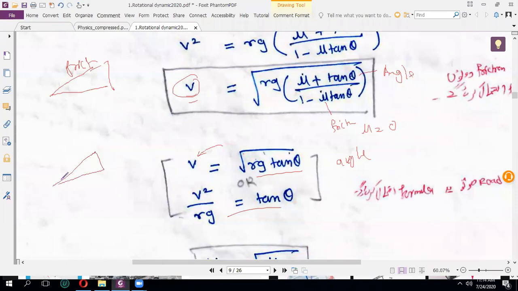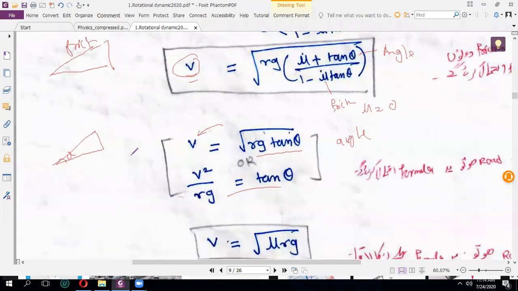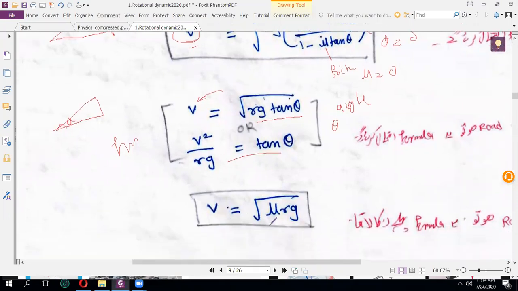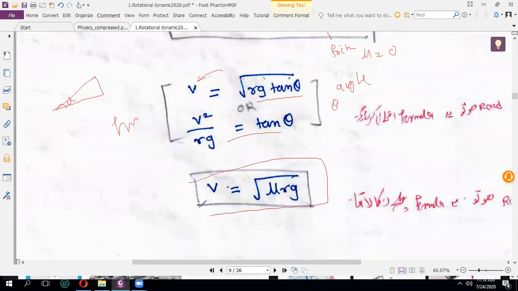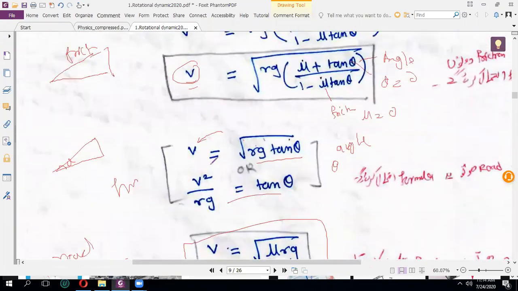That means I'm making only an angle of banking type road. Understood? If you want to make a road based on friction, what do you do? Take theta in this equation, take theta equal to 0. If you take theta equal to 0, everything else is gone. What you are getting always is V equal to root of mu r g. Understood? So for different types of road, we have different equations. I hope this part is very easy.